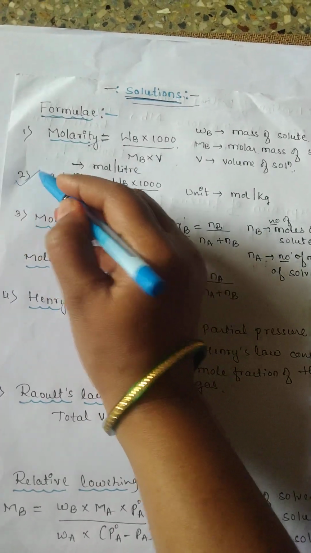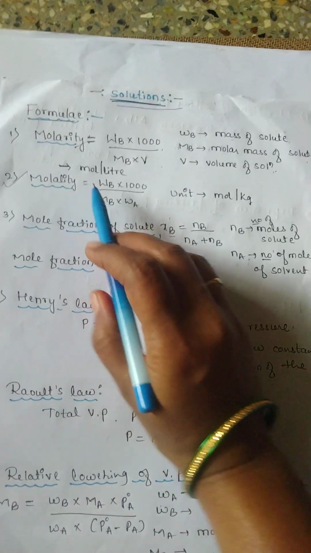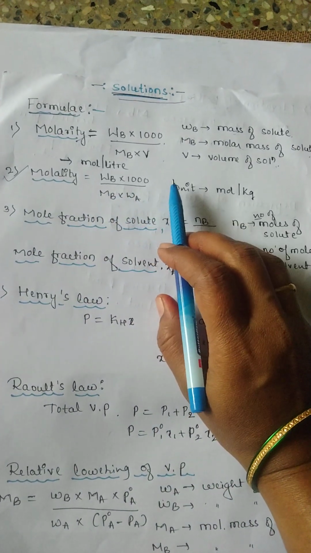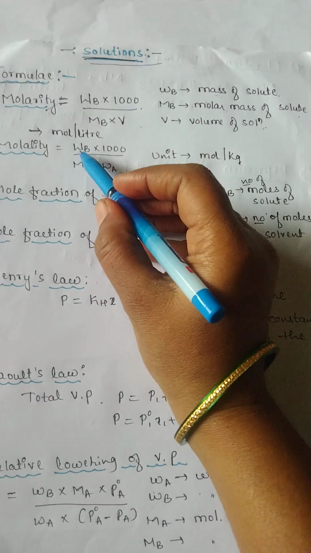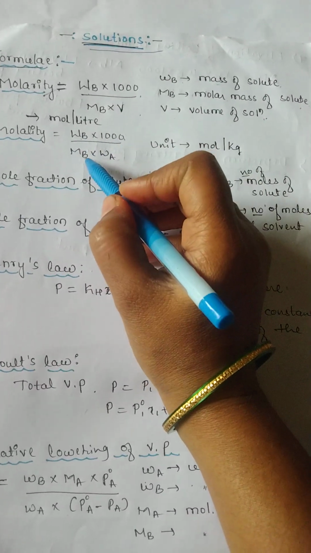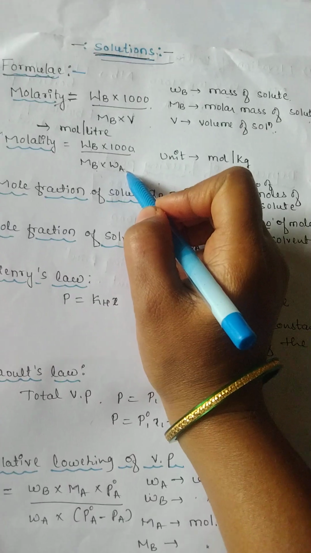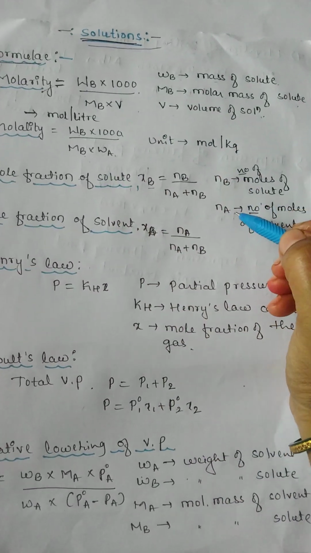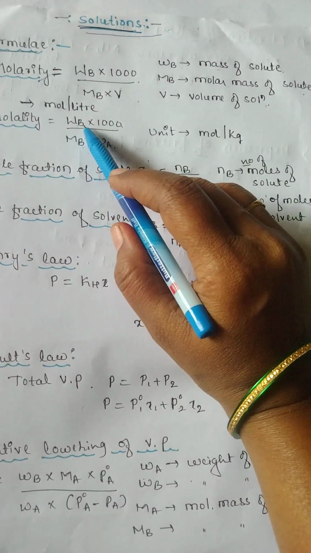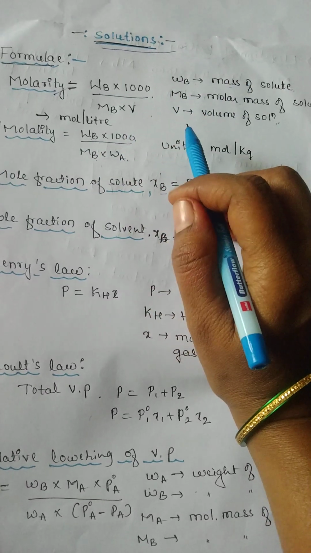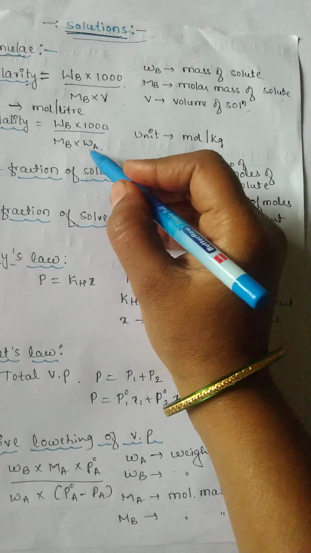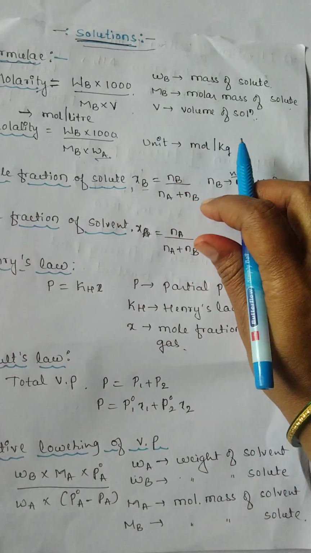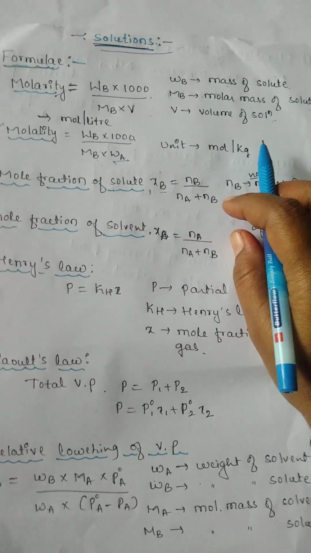The second one is molality: the number of moles of solute dissolved in 1 kg of solvent. So WB into 1000 divided by MB into WA. Here we know already that WB is the mass of solute, MB is the molar mass of the solute. Here WA is the weight of solvent.